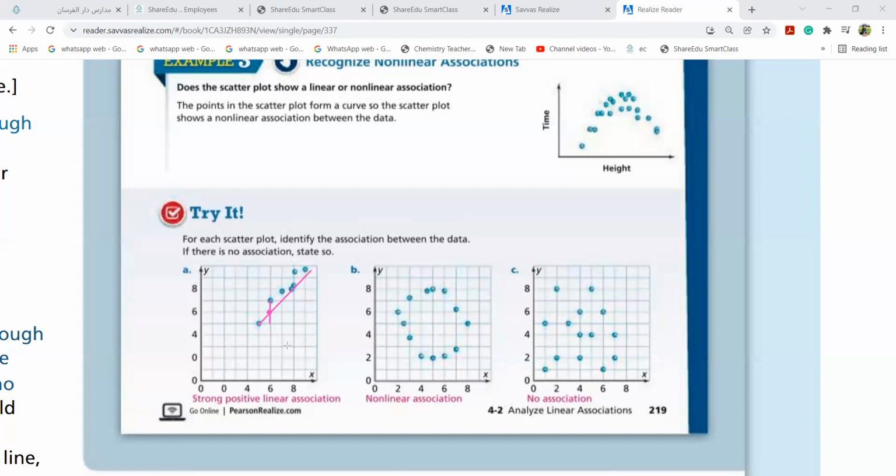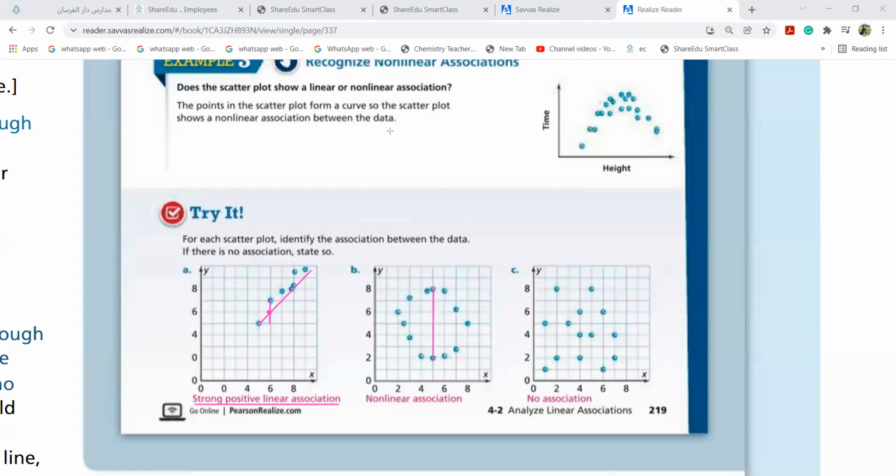What do you think, girls? That it's a strong positive linear association, because you could see many of the plots. It's simple, you'll write strong positive linear association. For example, in your quiz, if I give you this graph, what do you need to choose? You need to choose strong positive, because when you make a straight line, you have many points near to it.